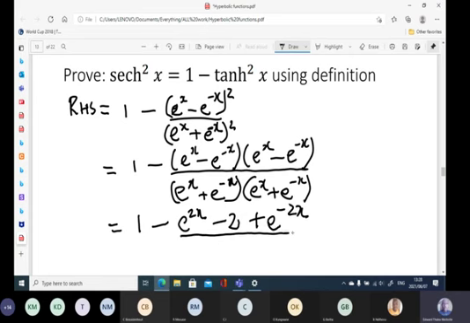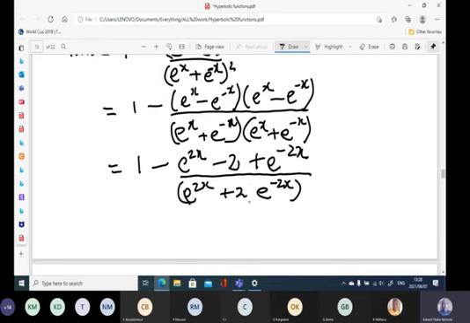So using the same thing that you got on top, this one is similar. It will be e to the power 2x plus 2 e to the power minus 2x. I'm using the one on top to write this one. Then from there, what remains is to write it in a good way. Let's see what we do here.